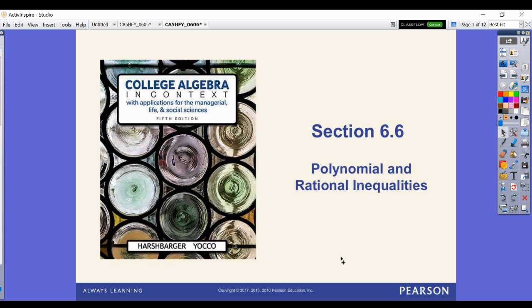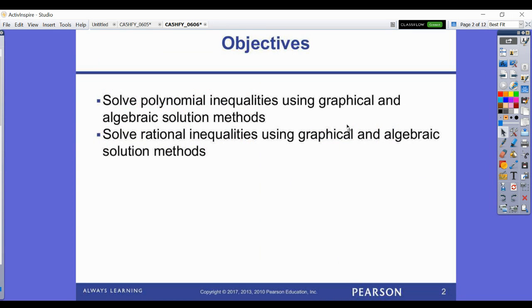Now it's time for College Algebra, Section 6.6 on polynomial and rational inequalities. So the difference, we're not just solving an equation, we're solving an inequality. So we're going to look at polynomials and rational. We've already solved both of those in previous lessons.